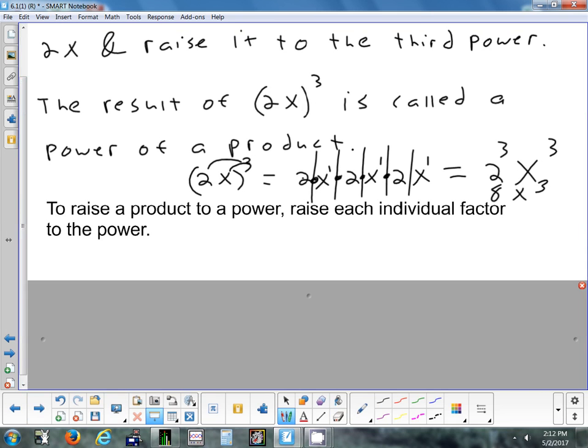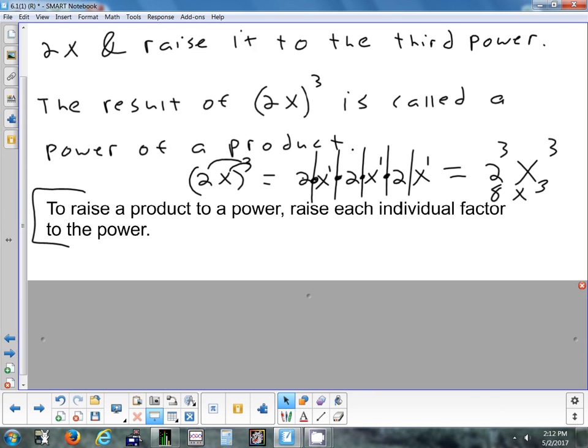To raise a product to a power, raise each individual factor to the power. Just write that on your notes. Basically what that says is each thing inside the parentheses, each number or each variable, needs to be raised to whatever power is on the outside of the parentheses.